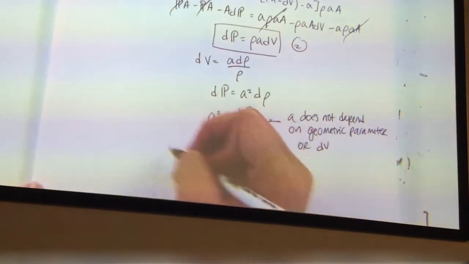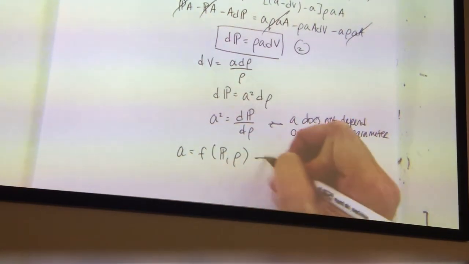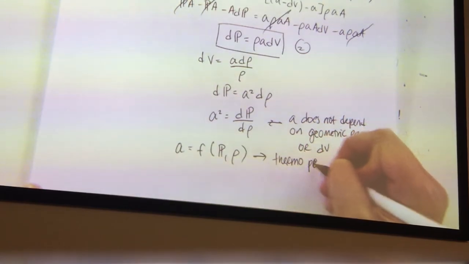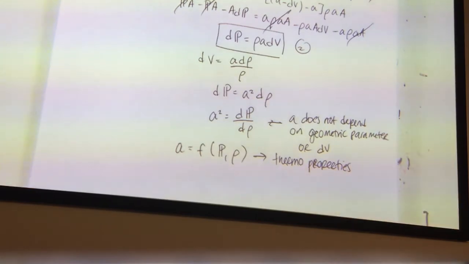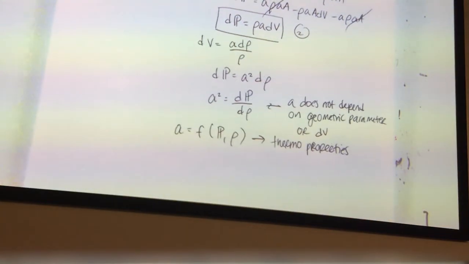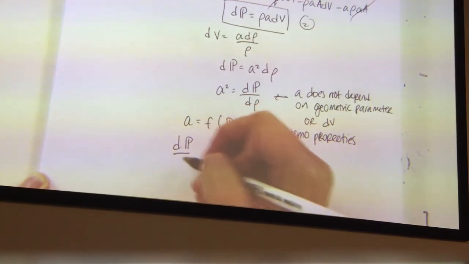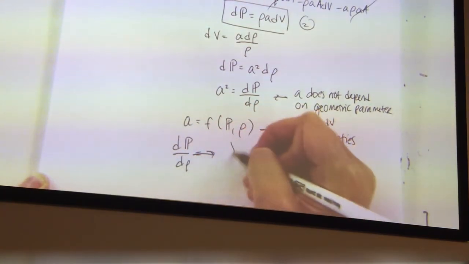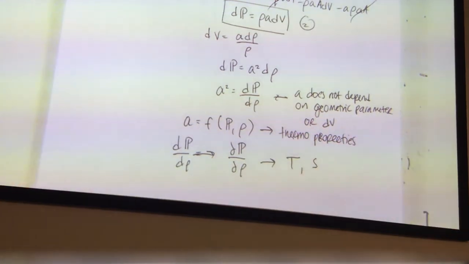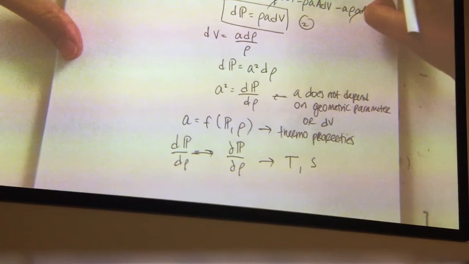So basically from here we have that a, the speed of sound, is a function of pressure and density, which is basically saying that it is only a function of thermal properties. And this is why no matter what geometry we have, our speed of sound always stays the same. So because of that, being that it's thermal properties, we have to rewrite dP as a partial. Because when we talk about thermal properties, we have to worry about temperature, and so the speed of sound is going to change also in how that works. Any questions?